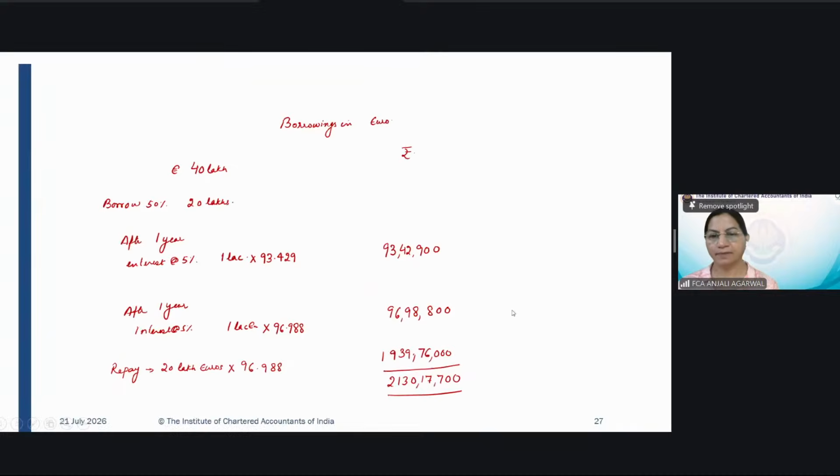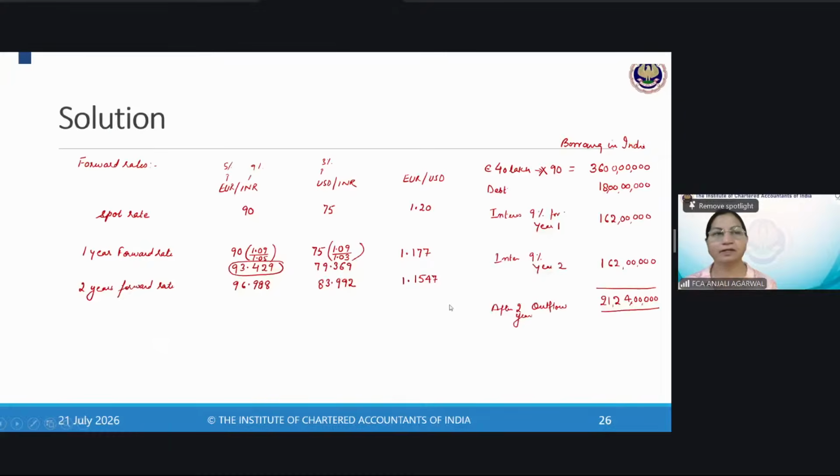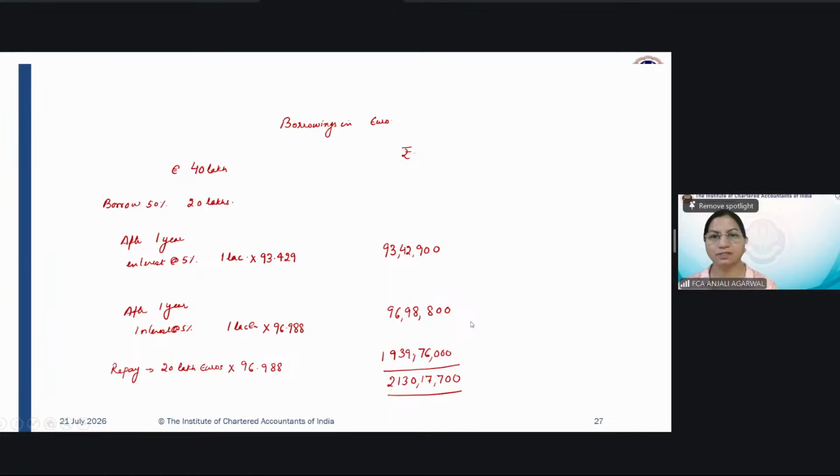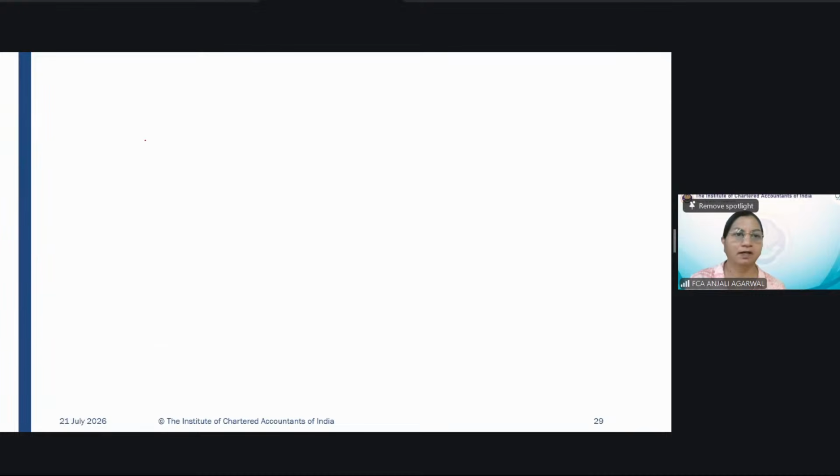So if you compare it, you find that it is best to borrow in India only. That will be the cheapest option. There is an alternative situation to this. An alternative solution can be if you simply compare the interest rates. So if we simply compare the interest rates, in India, the interest rate is 9%.